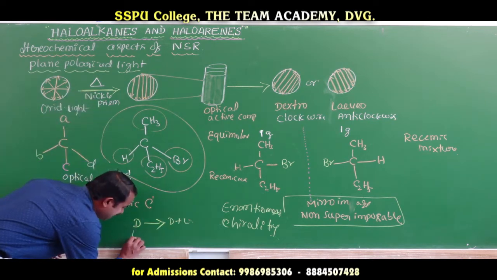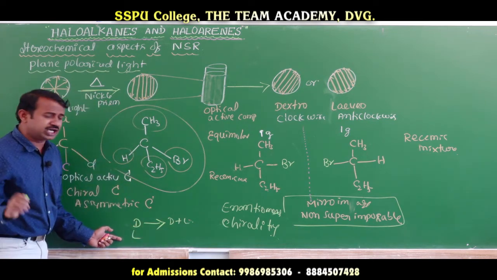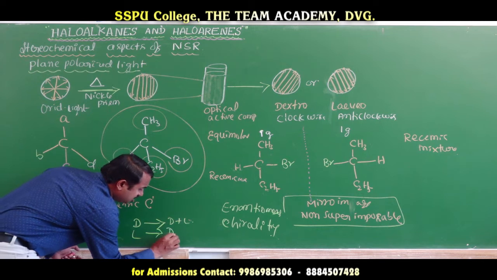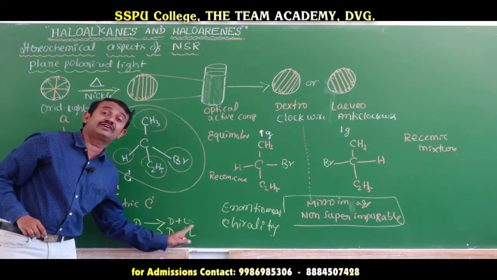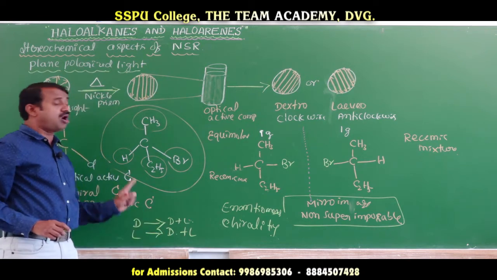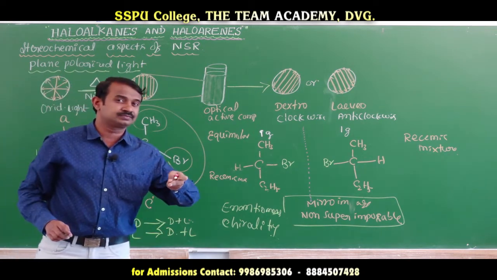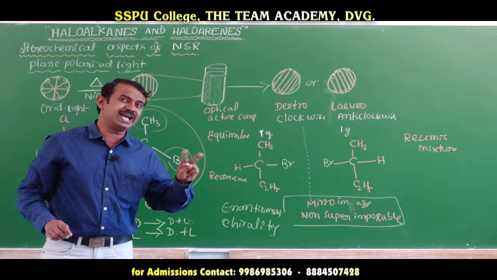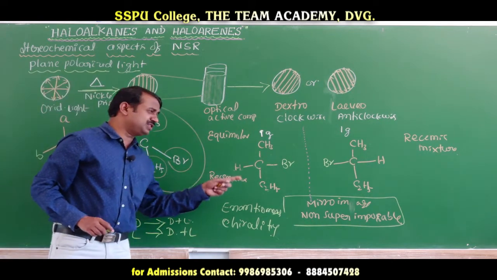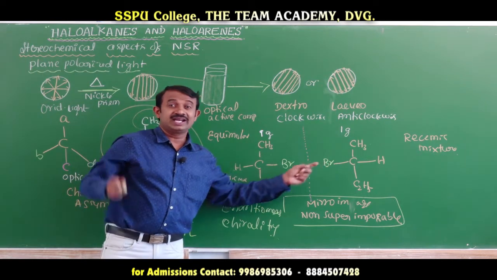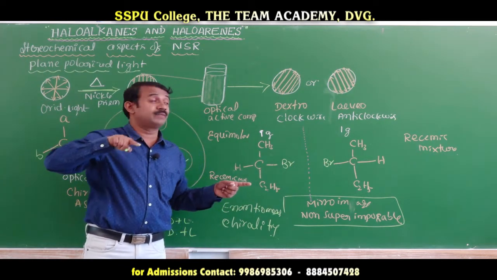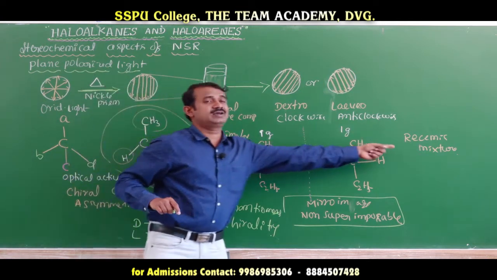Suppose I take only levorotatory. You will get both dextro as well as levo. An enantiomer converted to a racemic mixture is called racemization. Okay, racemization. What is a racemic mixture? An equimolar mixture of enantiomers with zero optical rotation is called a racemic mixture.